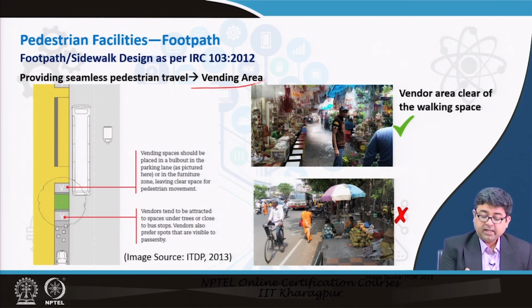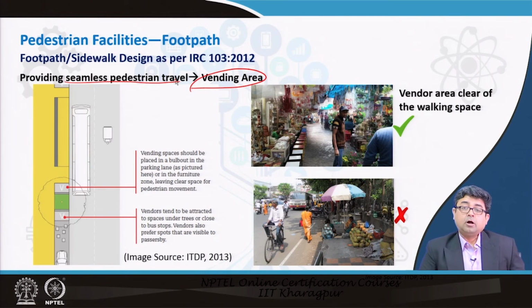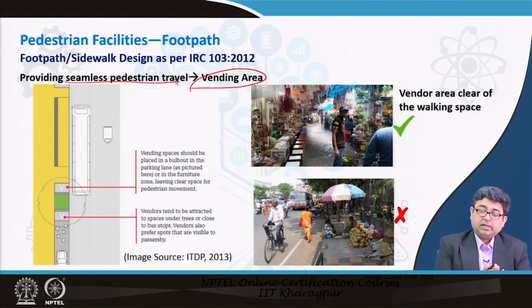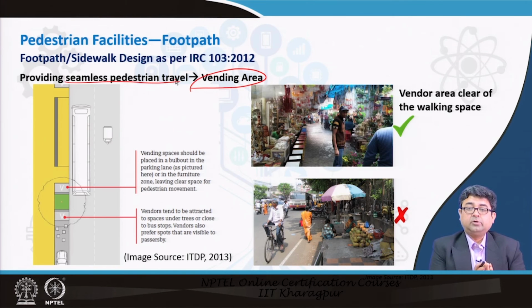Next is the vending area. When you try to provide seamless pedestrian travel, the vending area almost always becomes an obstacle, right. We should not always think that these vendors should be rehabilitated or taken away from here, because vending is their livelihood. So, when we say that they should be rehabilitated, the situation is very complex. Rather than making the situation complex and uncomfortable for the vendors, we should design in such a way that the vendors are also incorporated into your footpath.